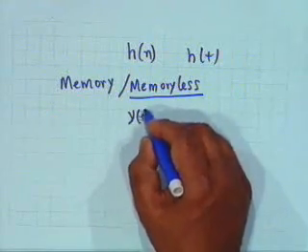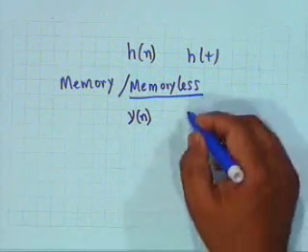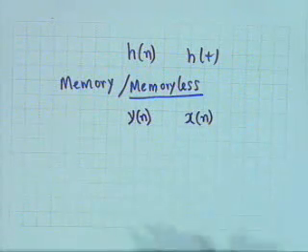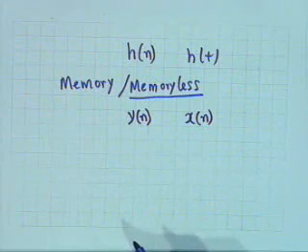Can a memory-less system be non-causal? No. You remember what is non-causal? Non-causal is anticipatory. Can a memory-less system anticipate? No. Because its present output y of n, if we take a discrete time system, depends only on x of n. So how do you characterize such a system?